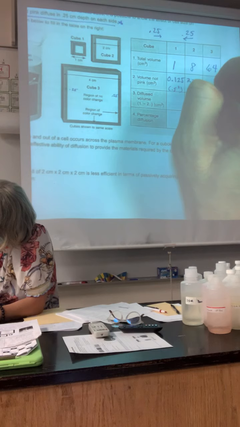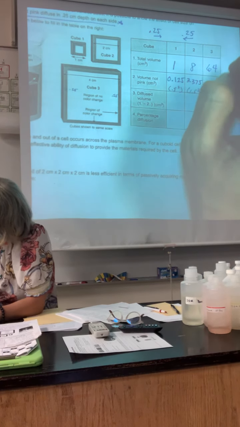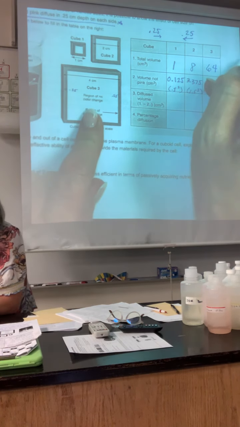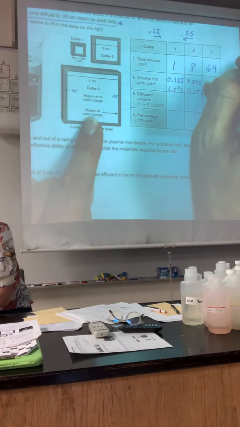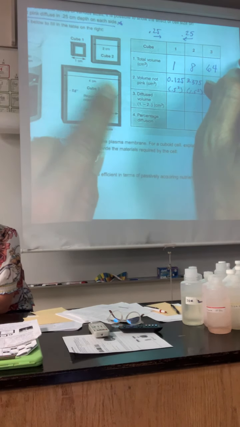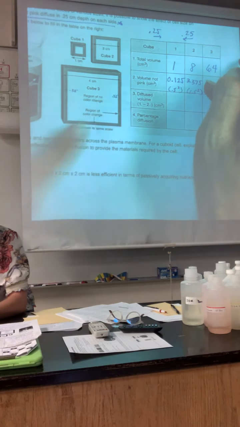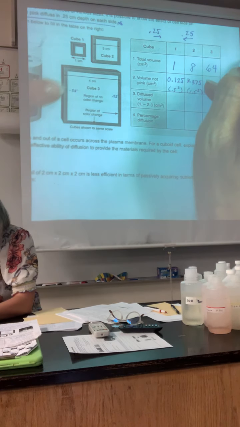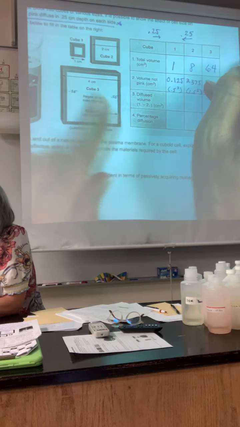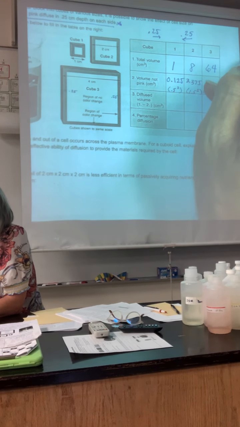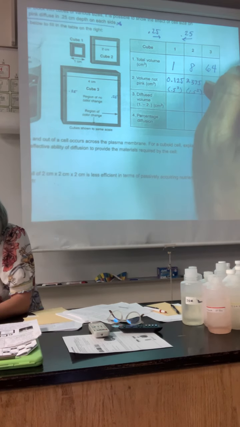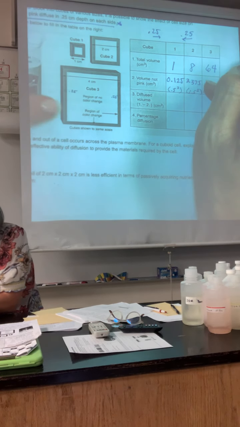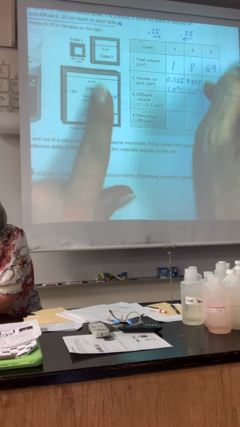I think I might have done it wrong. Well, let's take a look at this and let's just figure it out then, okay? So this whole length, before we soaked it in the pink, was 4 centimeters. The pink soaked in 0.25 on each side. So how much did we lose of that side then? We lost 0.25 on each side, so how much total was lost from the middle?